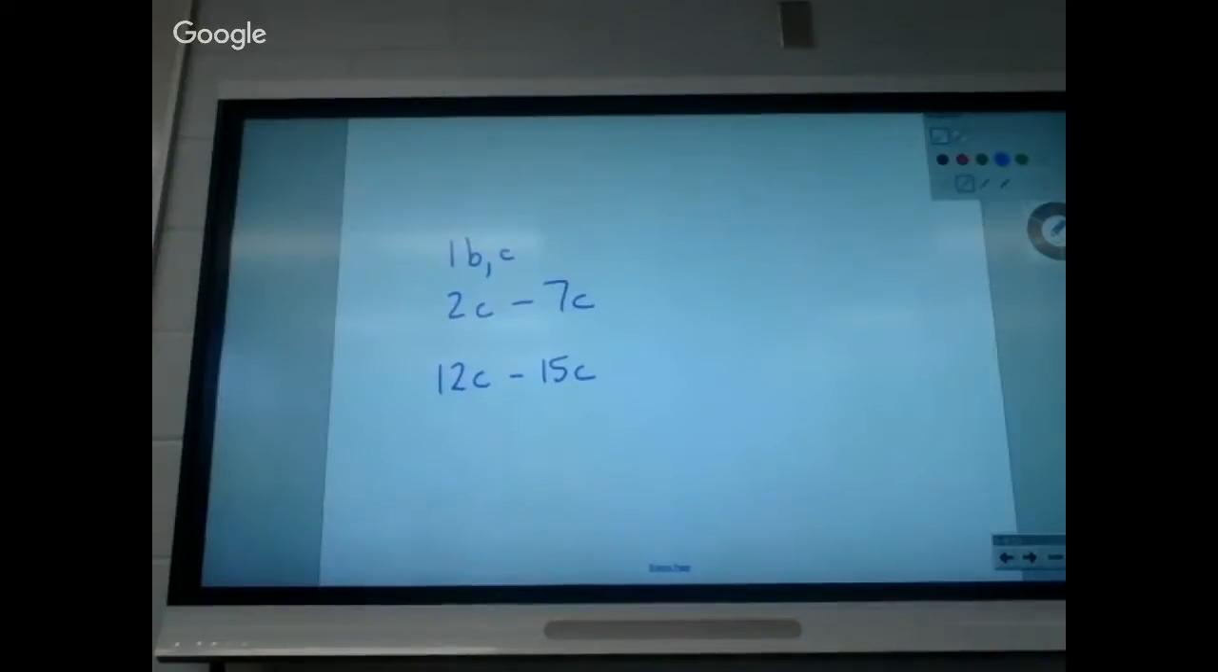I'll give you a hint. 1B and C is Avogadro's principle from yesterday. So look at the volume. What can you tell me about the volumes? Are they the same or are they different in 1B?